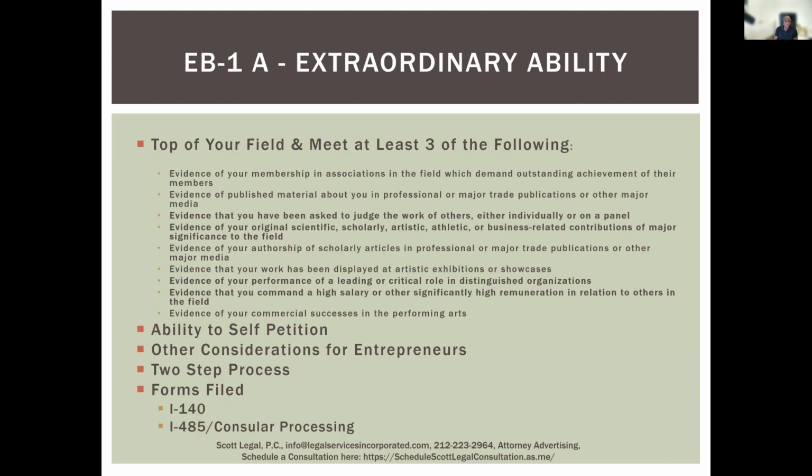So now let's take a look at the employment-based categories. The first one is EB1, and this is extraordinary ability. This is a category that you're going to look at if you meet one of the 8 criteria that are listed on this screen.